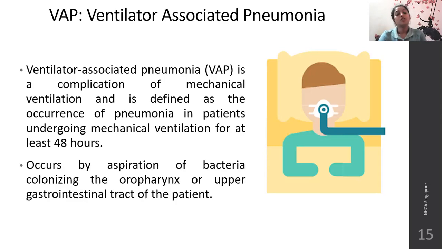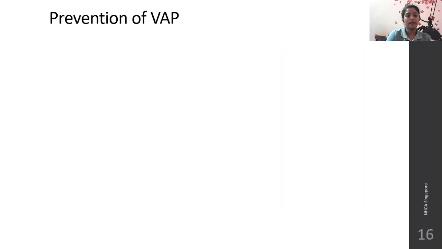It occurs by aspiration of bacteria colonizing the oropharynx or upper GI tract of the patient. So either from the oropharynx or from the GI tract, the bacteria can be aspirated into the trachea. Through there, the bacteria will start colonizing and further infection will spread. That is the mechanism. So, prevention of VAP.